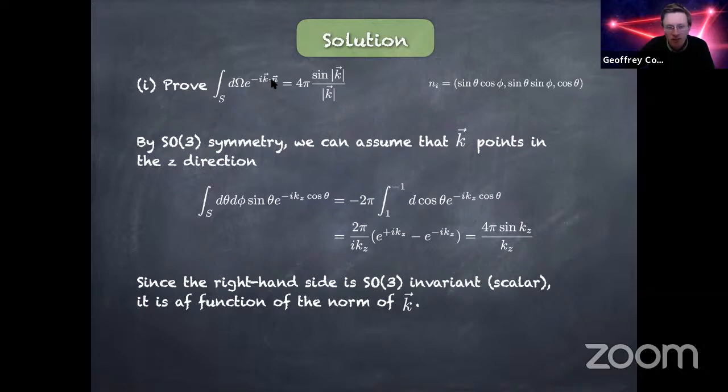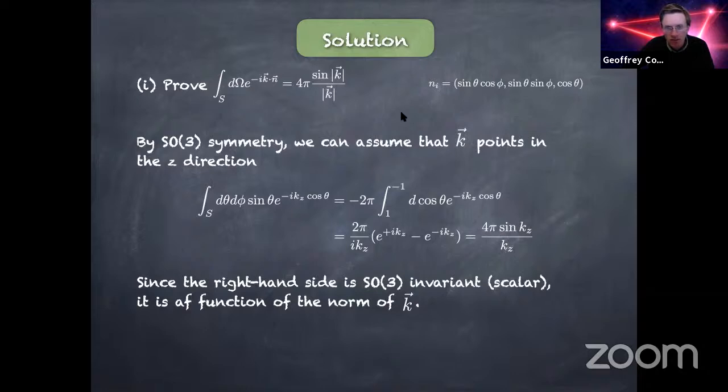Two vectors can give you a scalar under SO3. So we can just assume that k points in the z direction and then use SO3 symmetry to restore the indices. So let's assume it's in the z direction, and we have just a cos theta, because n here is just cos theta. Now you can perform the phi integral, it's a 2 pi, and for d theta, it's better to work with cos theta as the integration variable, and then you see just an exponential. That one goes from -1 to 1, because you go from 0 to pi for theta. And then you get these two exponentials that combine into a sine.